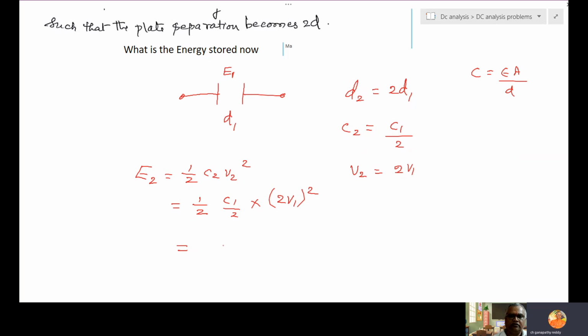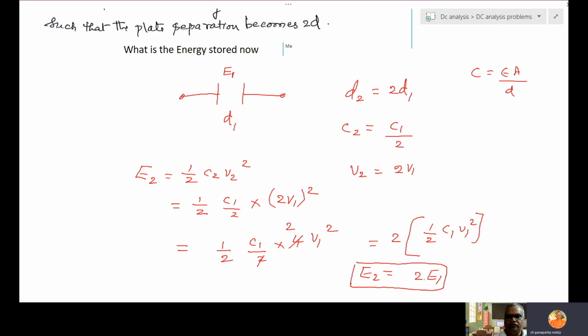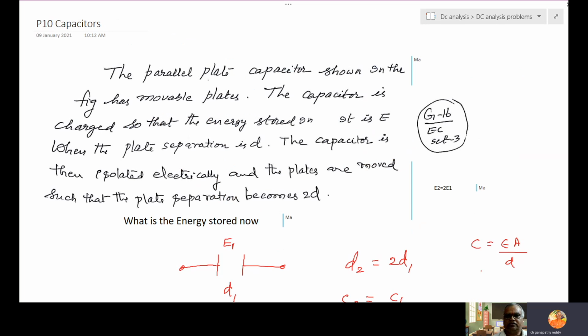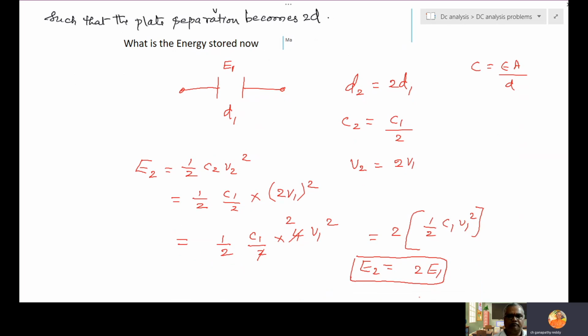To simplify further, half C1 V1 square, 2. This is nothing but 2 into half C1 V1 square. So it is 2 into E1. Therefore, E2 is equal to 2E1. What is the answer? E2 equals 2E1.